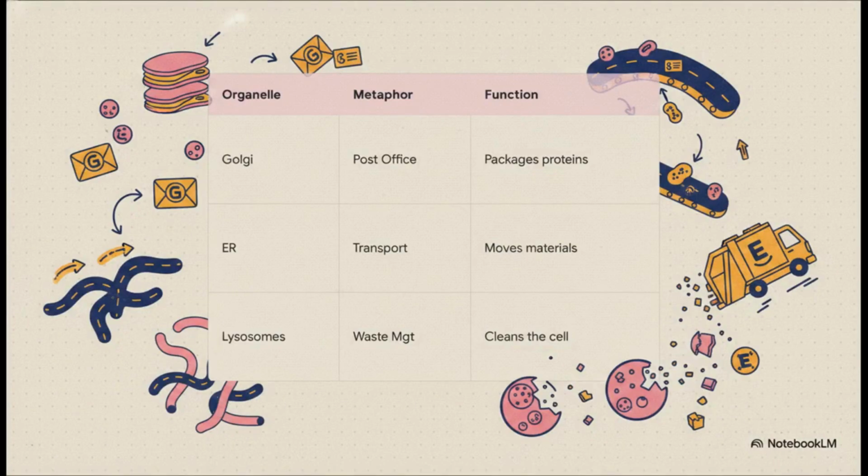But it's not enough to just build things in a city, you've got to ship them. Enter the Golgi apparatus. This is basically the cell's post office, modifying and packaging those proteins into little vesicles. And how do they travel around? Along the endoplasmic reticulum, which acts as a transport network of highways and conveyor belts. And of course, every city produces trash, right? That's where the lysosomes come in. They are your critical waste management system, acting like garbage trucks that use specialized enzymes to break down old parts and keep the whole environment clean.